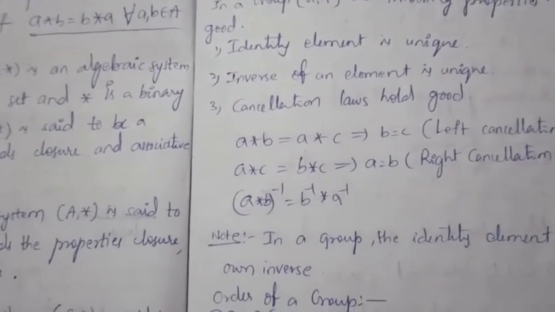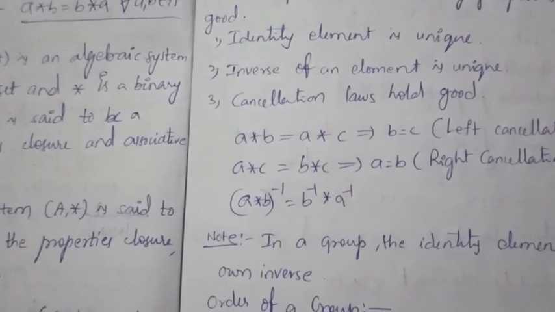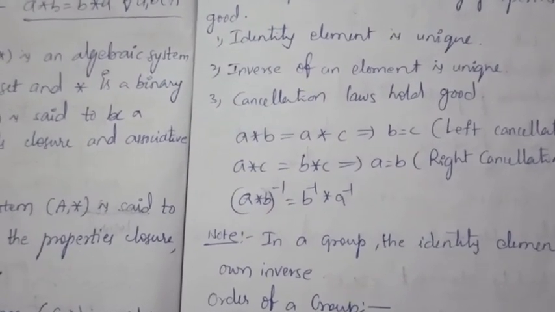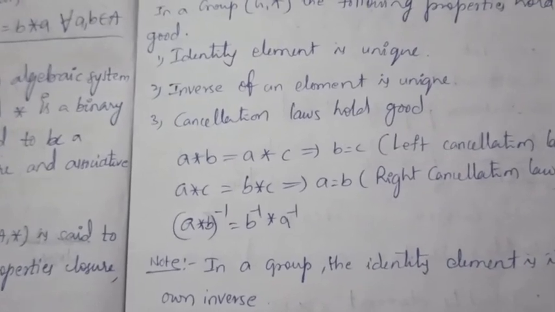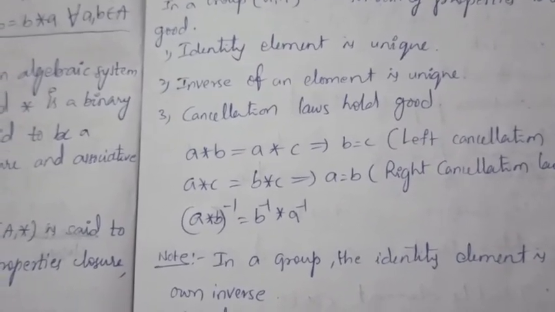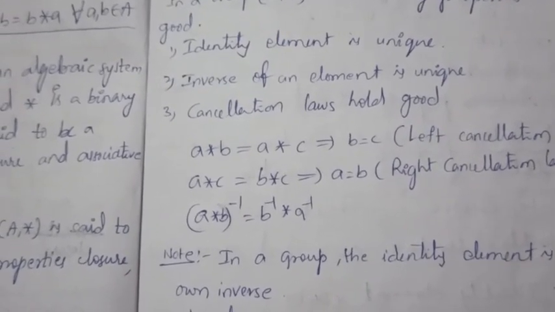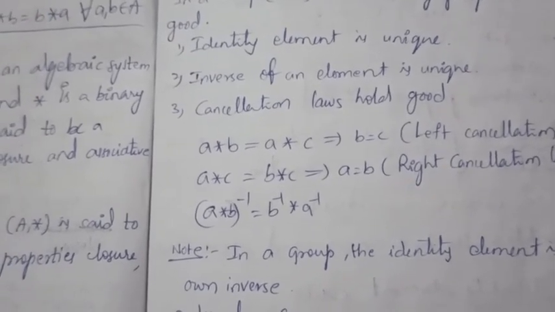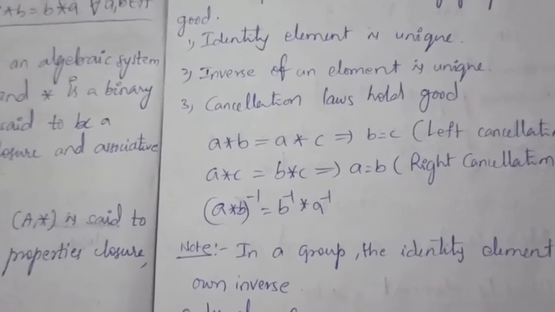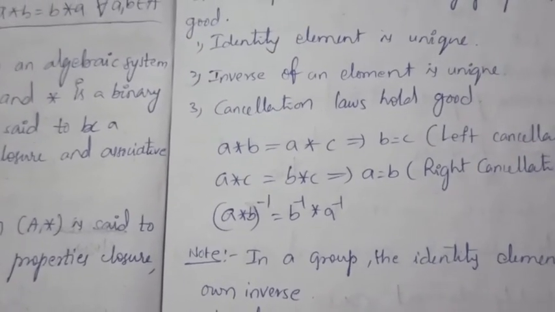Identity element is always unique in that particular set. Only one identity exists in a set. And next one is, inverse of an element is unique. Every element has a different inverse, and only one inverse for one element. That is the second property.